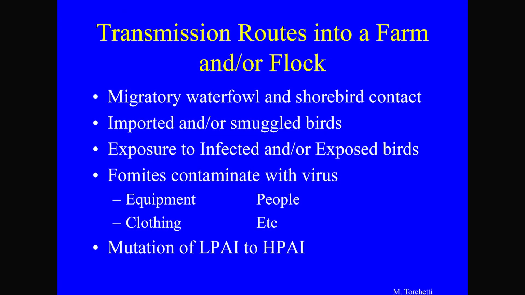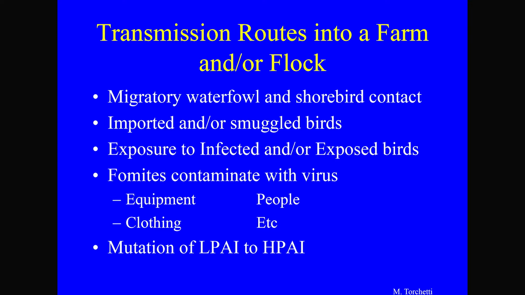Okay, transmission of the avian influenza virus, the transmission routes, into a farm and into a flock or into another flock. We have migratory waterfowl and shorebird contact. We may have imported and or smuggled birds, and these can be routes as well. We can have exposure of birds to infected or exposed birds, or fomites, such as equipment, clothing, people, multiple methods that the virus can be spread around. And then we have mutation of the low pathogenic avian influenza into highly pathogenic avian influenza.